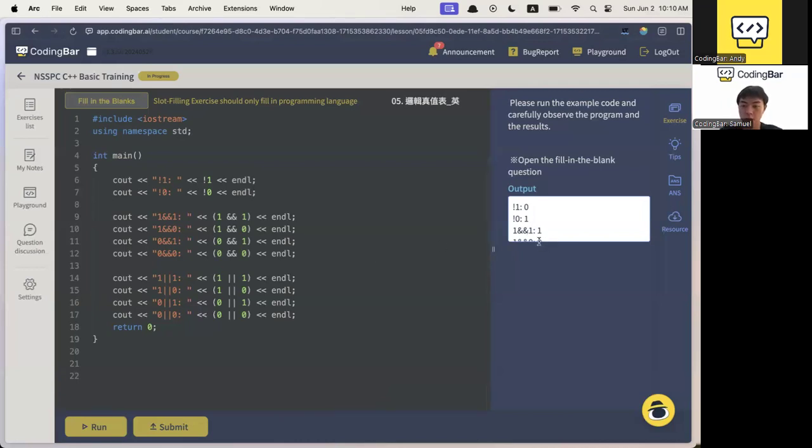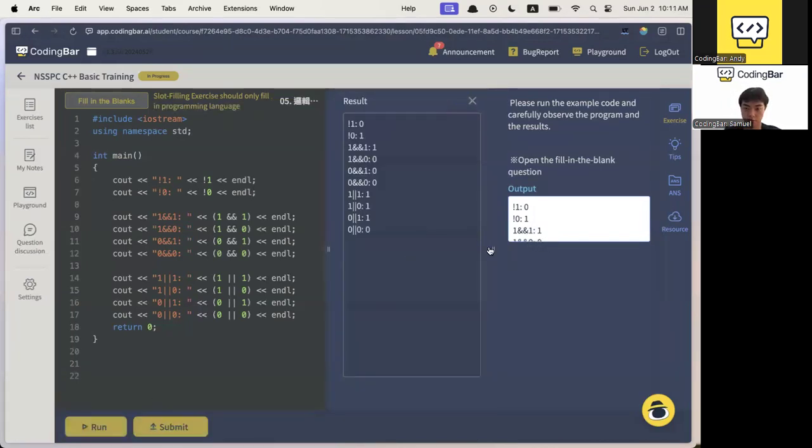And let's look at this example. Let's try running. What is printed out? Not 1 will be 0, and not 0 will be 1. Why is that so? Because 1 is considered as a true Boolean. So not true will be false. So false will be printed out as 0. Oh, and this 0, 0 is considered a false Boolean. So not false will be calculated into true, and true will be printed out as 1.